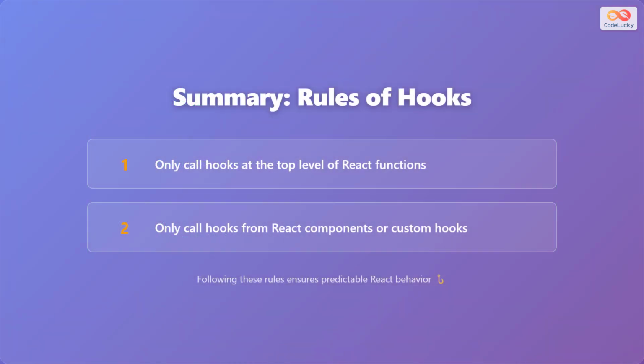So let's summarize the rules of hooks. First, only call hooks at the top level of React functions. Second, only call hooks from React components or custom hooks. Following these rules ensures predictable React behavior.